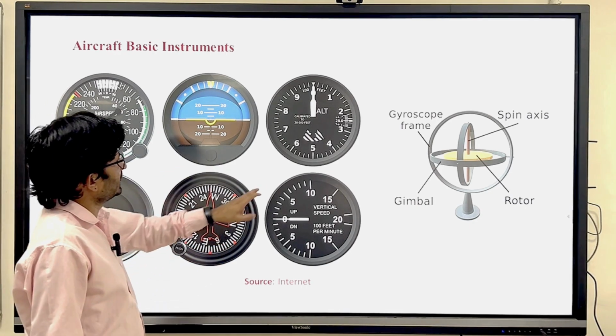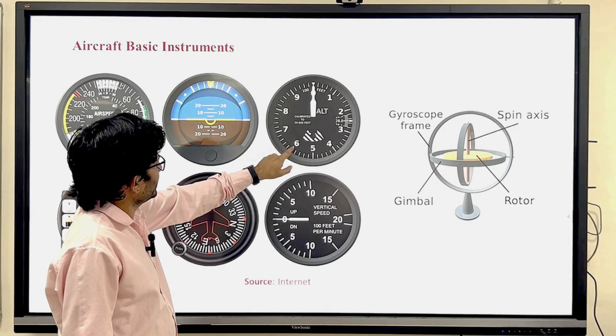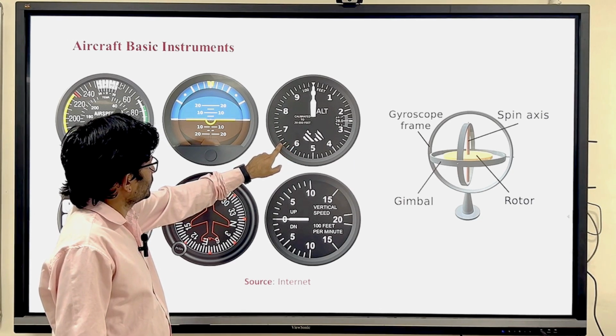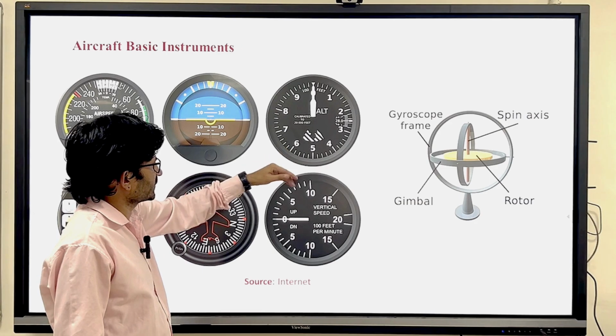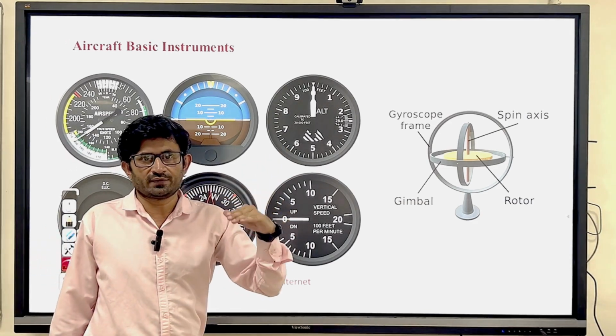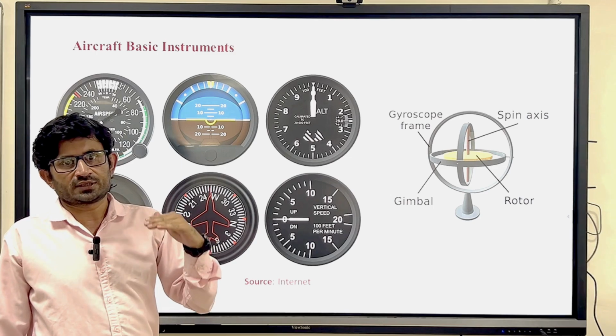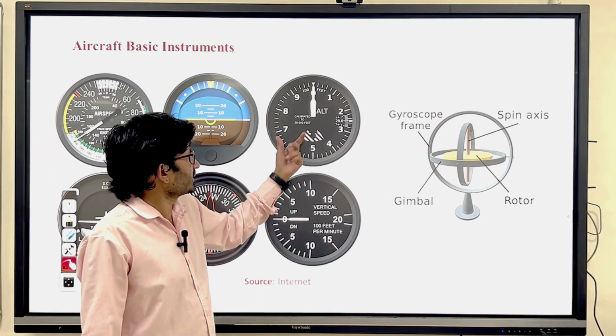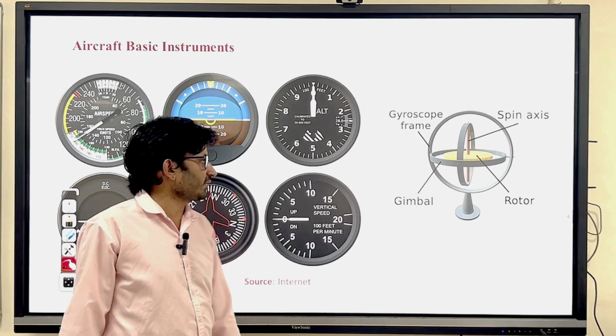And this is the altimeter, which also works on static pressure. For example, at a different altitude you have a different static pressure, and corresponding to that, it will show what altitude you are flying.